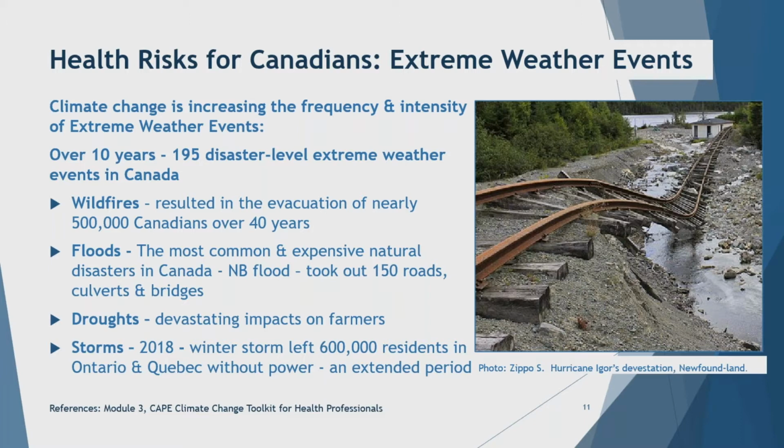Droughts are now impacting farmers in Canada and creating quite a bit of stress and financial stress as they struggle with the timing of changing between droughts and then very extreme rainfall. And with storms, for example, we had a winter storm in 2018 that left 600,000 residents in Ontario and Quebec without power for an extended period.